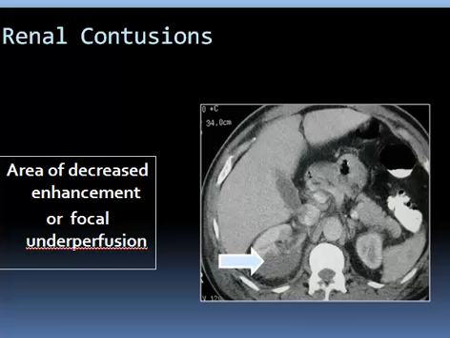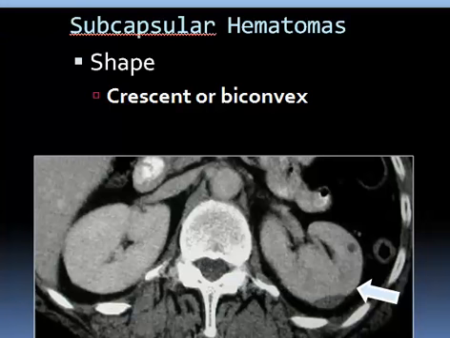Renal contusion could be in the form of a subcapsular hematoma or a small focal underperfusion. So it appears as an area of decreased enhancement, or an area of focal underperfusion of the kidney. This is an example of a small subcapsular hematoma. It is crescentic and biconvex.